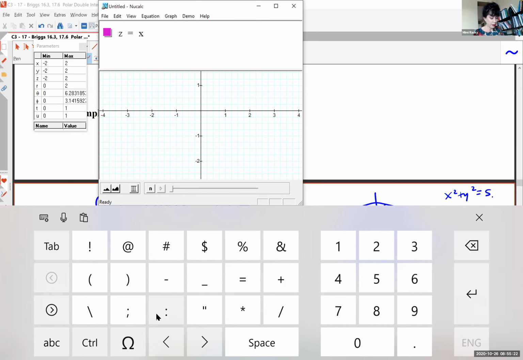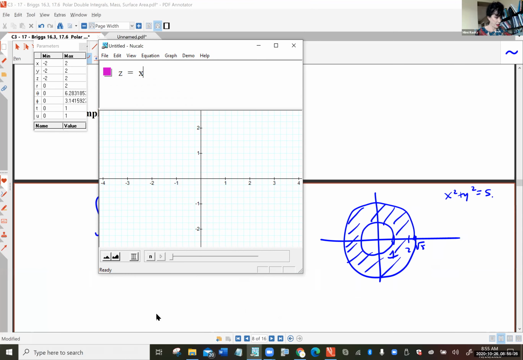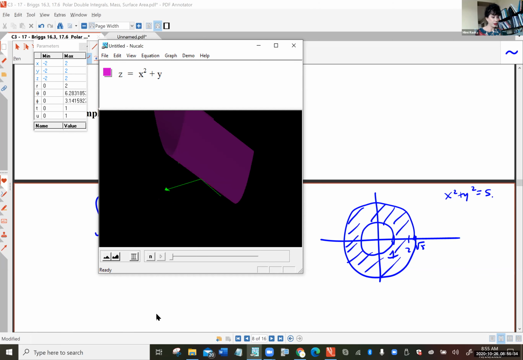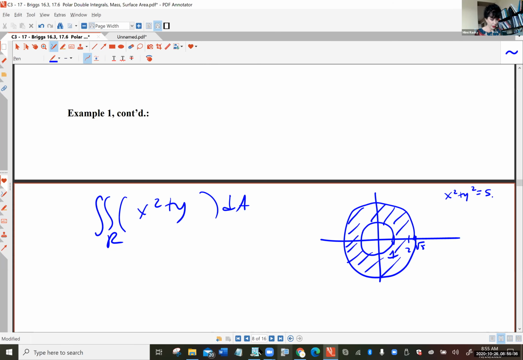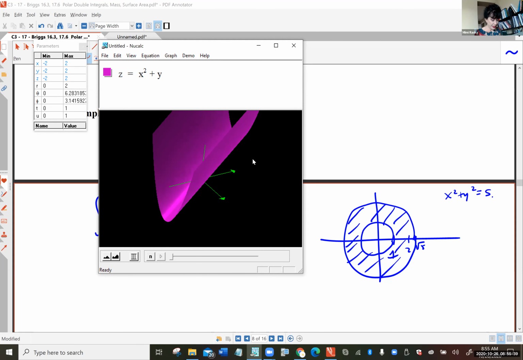Well, looks like I'm going to have to do hand-to-hand combat here. Gotta go to my keyboard. All right, x squared plus y. Not x squared plus y squared, just x squared plus y. Whoa! Wait a minute, where do you go? So there is the surface.